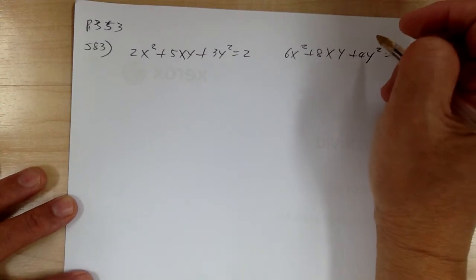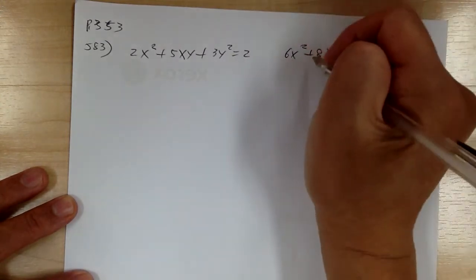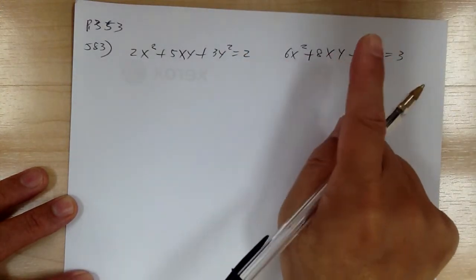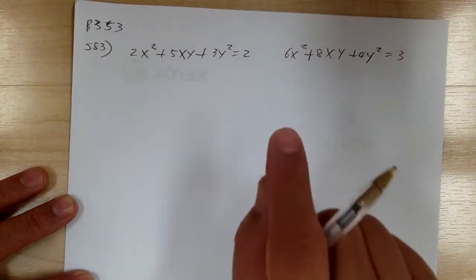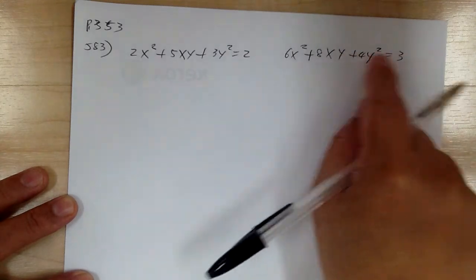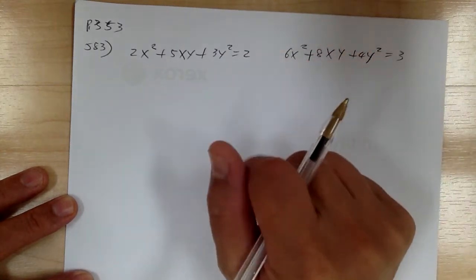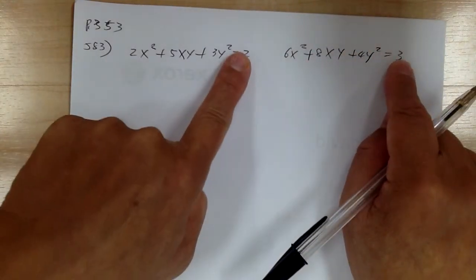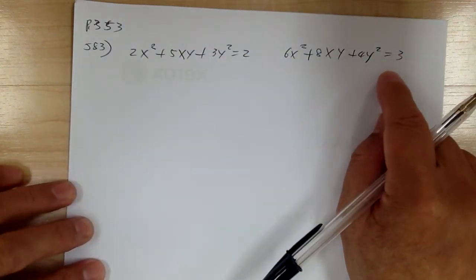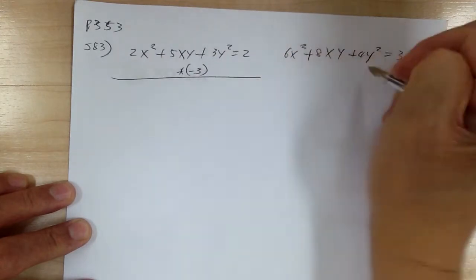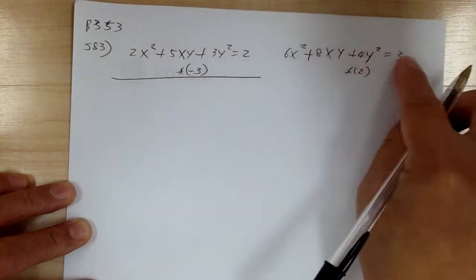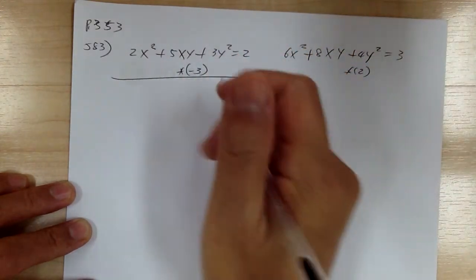Okay, so the approach to this is that we try the elimination method, but this one, instead of eliminating the variable, because it's kind of messy, we're going to eliminate the numbers so that it will equal to 0 so we can do factoring. Okay, so again, we'll try to get rid of numbers so we can do the factoring. So we're going to multiply this by negative 3 and multiply this by 2. Again, we try to eliminate the numbers instead of the variable.